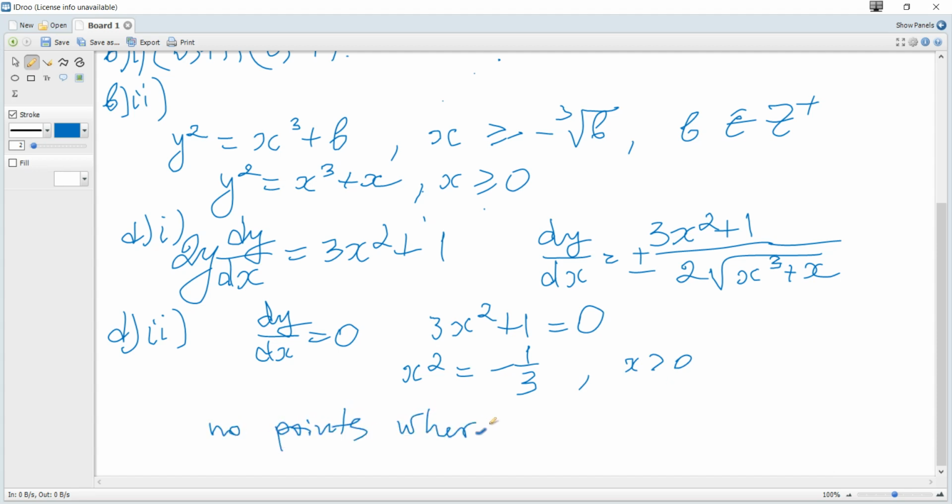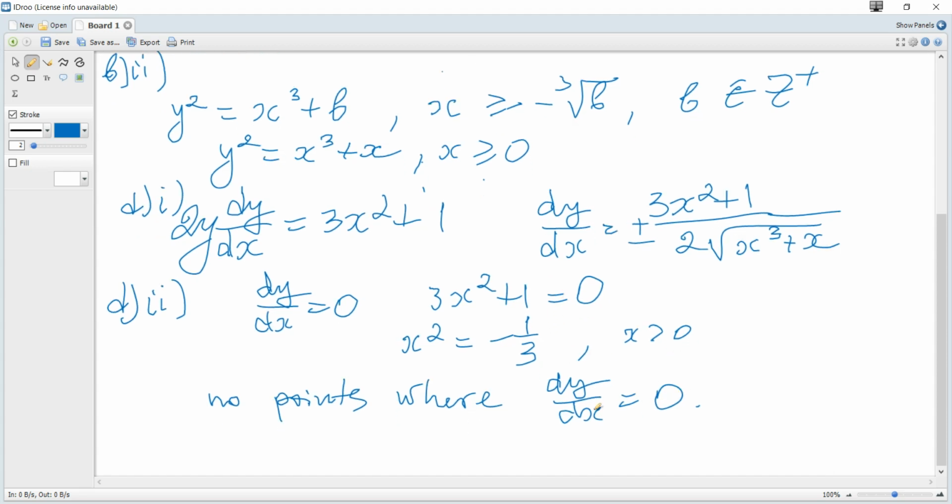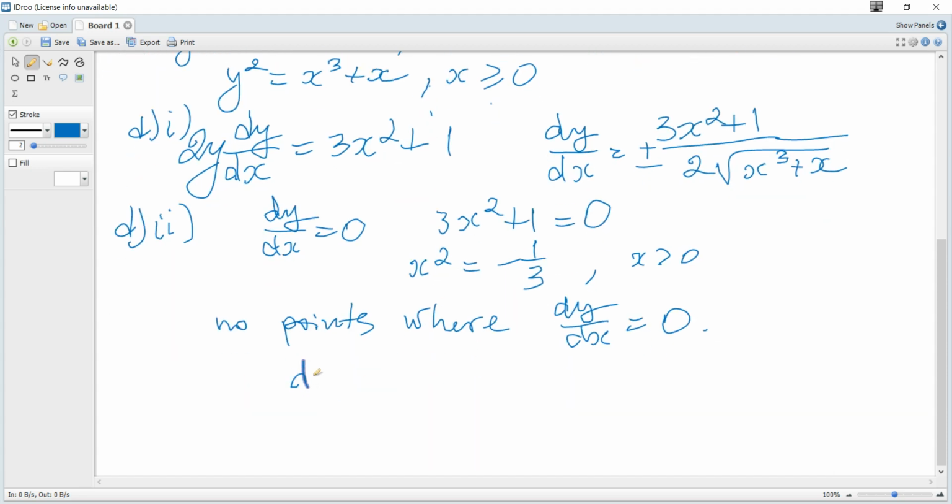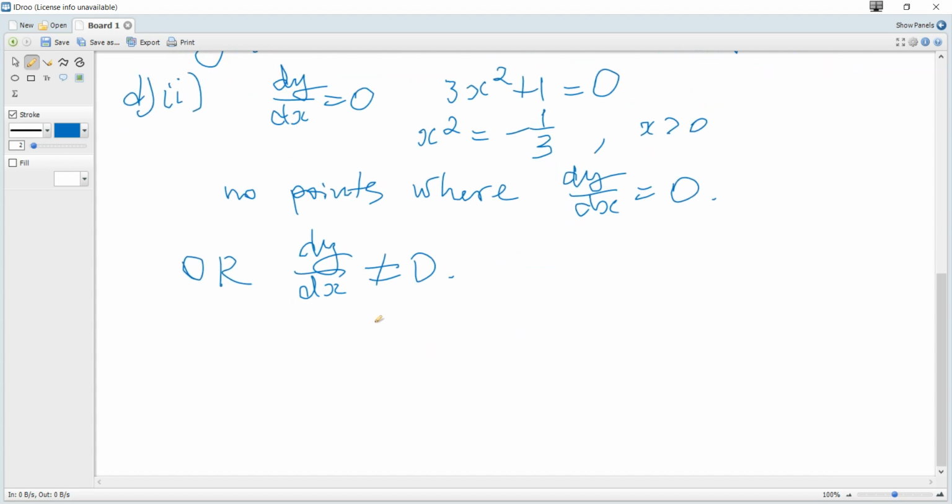where the derivative is equal to 0. Or we can write that dy/dx cannot be equal to 0, hence there are no maxima or minima. The curve y squared is x cubed plus x has 2 points of inflection.